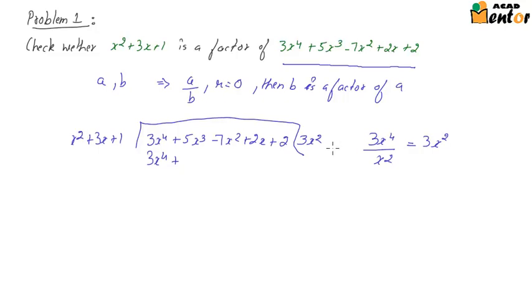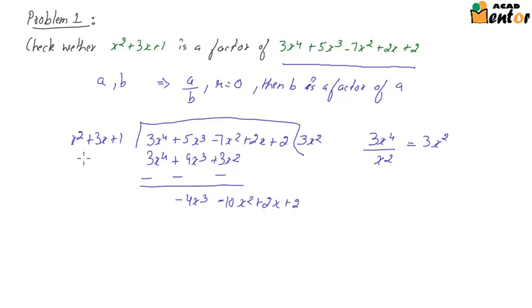Now when 3x square is multiplied by 3x, we will get 9x cube. Similarly, 3x square when multiplied by 1 will give us 3x square. 3x to the power 4 and 3x to the power 4 cancel out. We are left with minus 4x cube minus 10x square plus 2x plus 2.